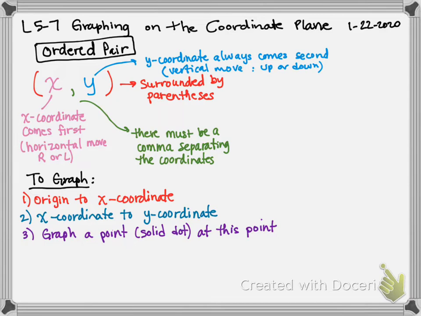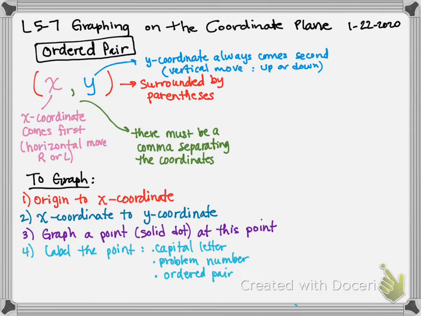Now, we also talked about labeling. So we're going to label the point. And we talked about a couple different ways to do it. So we talked about a capital letter. We talked about the problem number. And you might also see them having the coordinates written as an ordered pair. Okay, so that's a third way that we hadn't mentioned before.